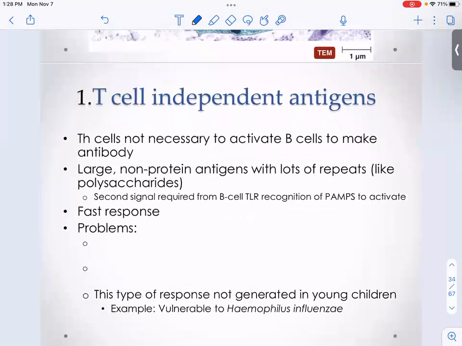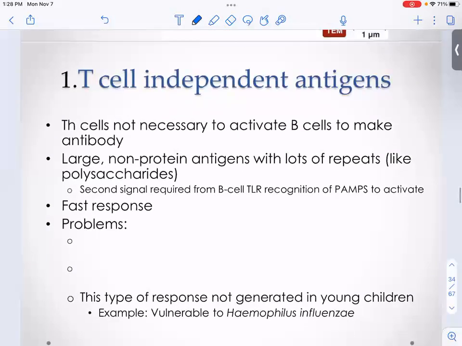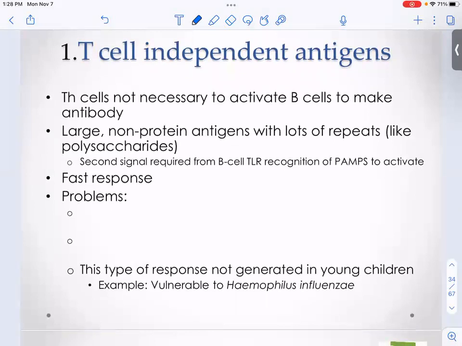All right, so the first way that B cells can get activated to differentiate into plasma cells is that they don't require help from T helper cells. So, T cell independent antigens. What kind of antigens are these? Typically, they are large non-protein antigens with lots of repeats, oftentimes a polysaccharide. And remember, we said before that usually polysaccharides aren't very antigenic. They don't very often stimulate a very good immune response.